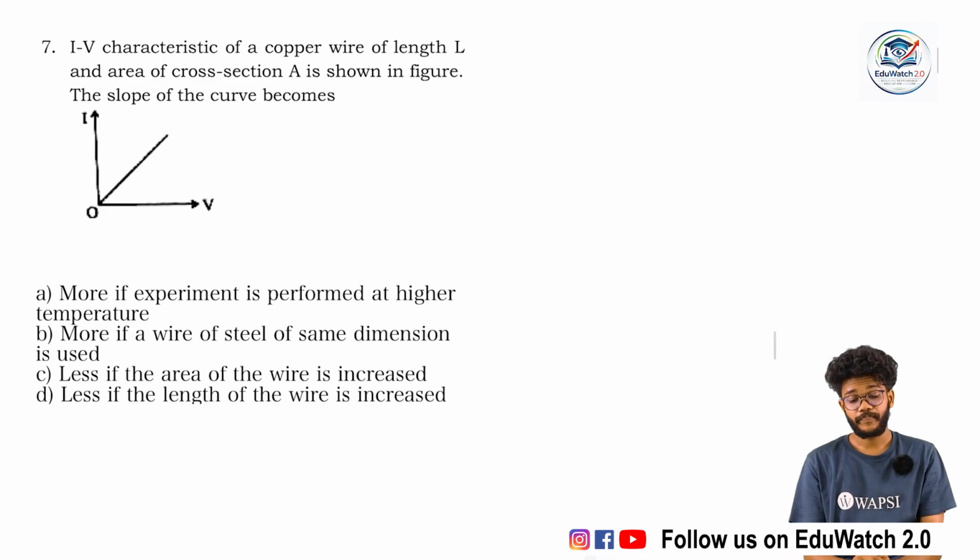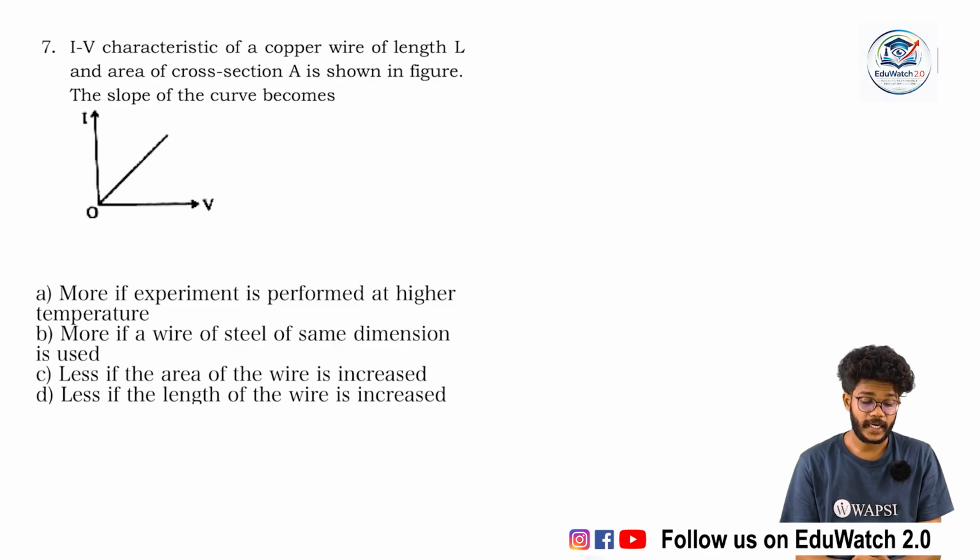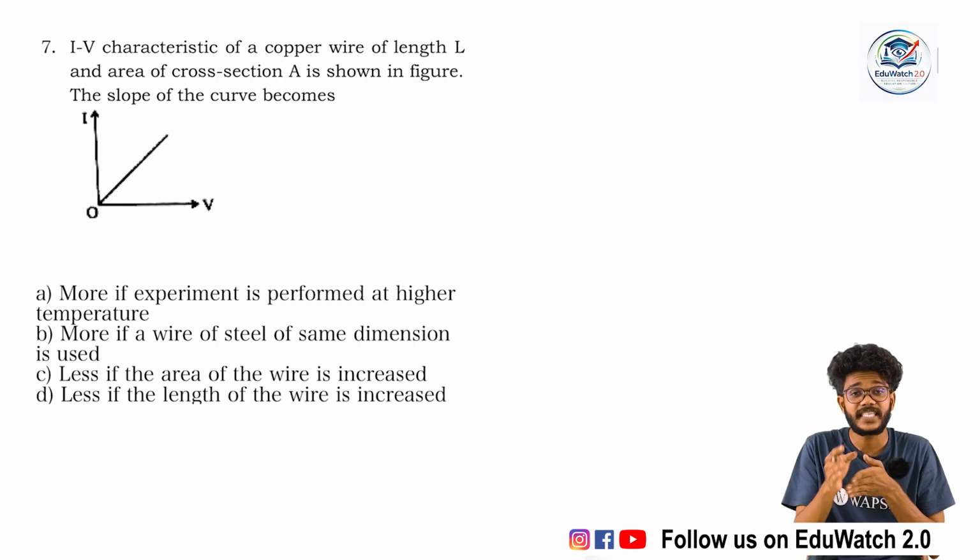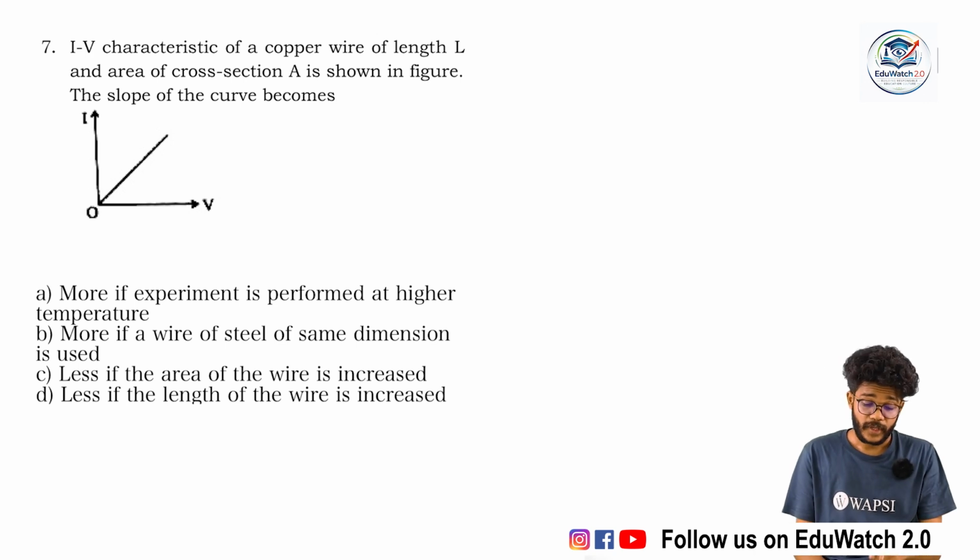Seventh question: IV characteristics of a copper wire of length L and area of cross section A is shown in the figure. The slope of the curve becomes... they are actually focusing on the change in slope. You don't know what is slope. We have to derive what is slope in this graph.